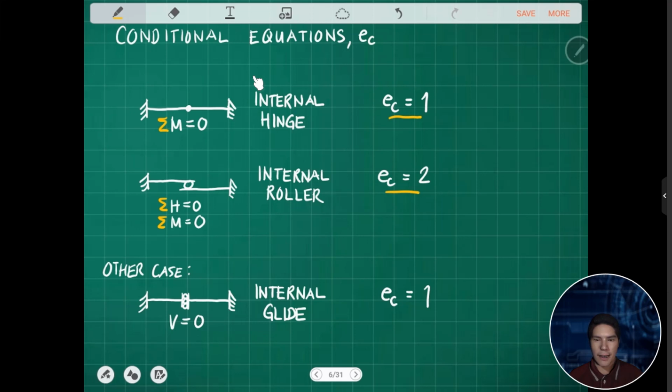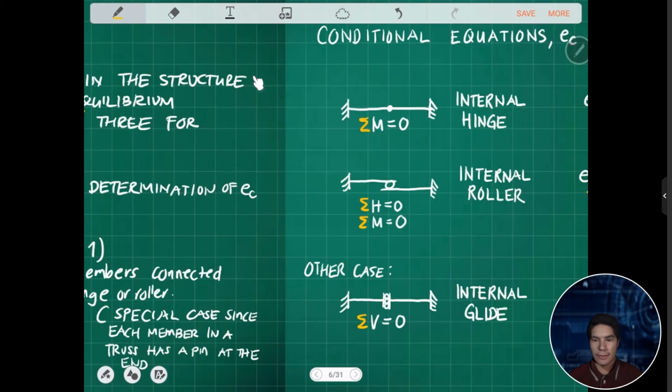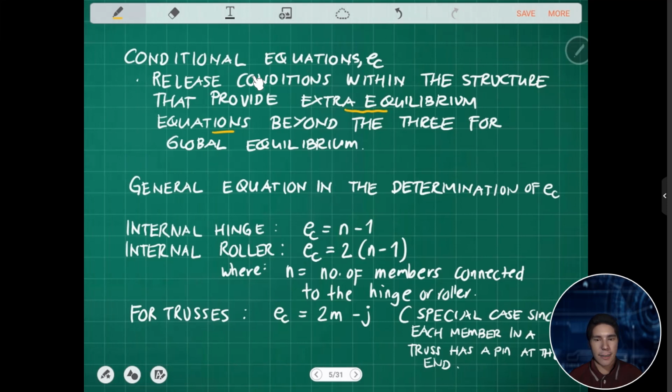There are also other cases where an internal glide is given. In this case, summation of vertical forces is equal to 0. That's why we have conditional equation equals 1. If the members connected to the internal hinge or roller are more than 2, so let's say 3, 4, 5, and so on, we have a general equation in the determination of EC.